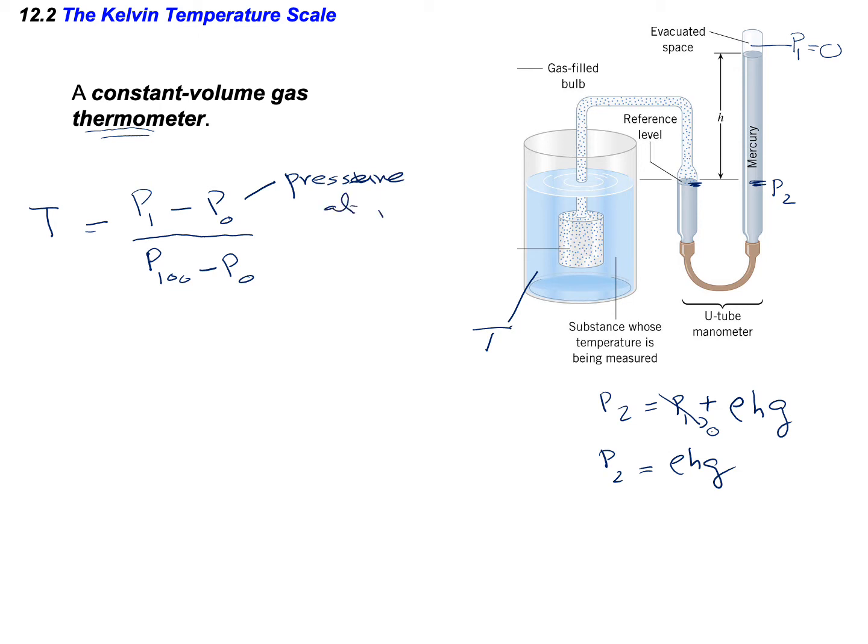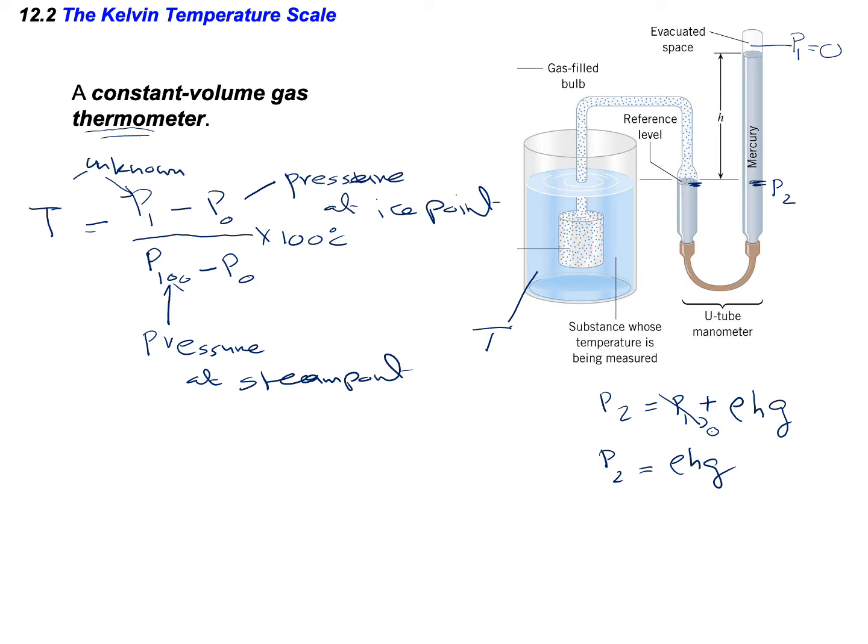Pressure at ice point. So P100 is multiplied by 100 C, the pressure at steam point. And the pressure P is the unknown pressure, or the pressure at the unknown temperature. So if you have something whose temperature you want to measure, you just put it inside, and the temperature is unknown, we don't know it, which is linked to this pressure.